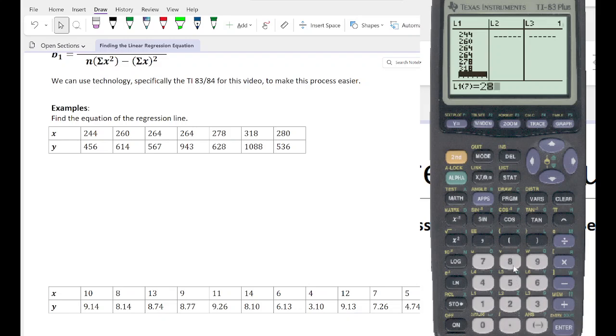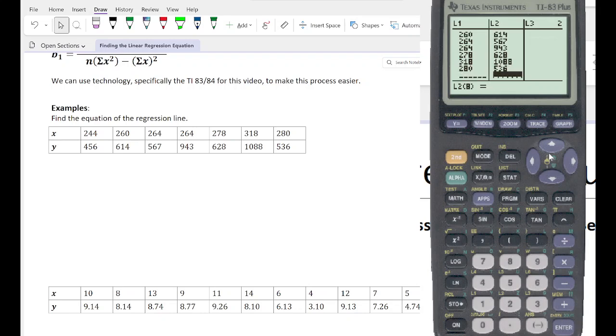and a 280. Always make sure that you type in everything correctly, otherwise the calculator is just going to go along with whatever you got. So there are my numbers for X in L1, and for L2 I'm going to put in my Y value, so 456, 614, 567, 943, 628, 1088, and 536.